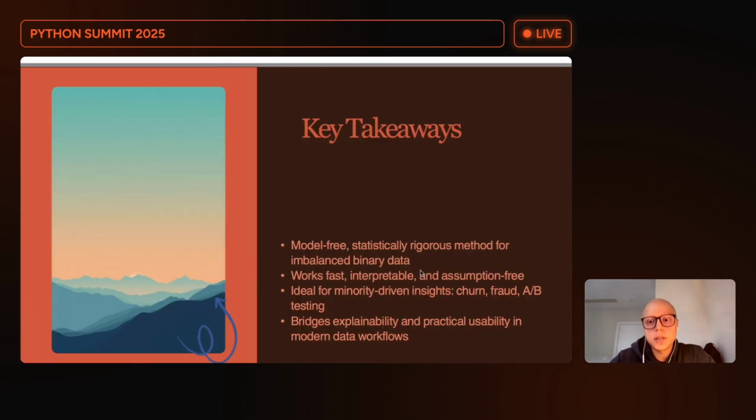Yep, and some takeaways. That was a model-free and statistically grounded method for imbalanced binary data that works fast and is easy to interpret. It is ideal for insights obtained from minority classes, and it is easy to explain and easy to use.